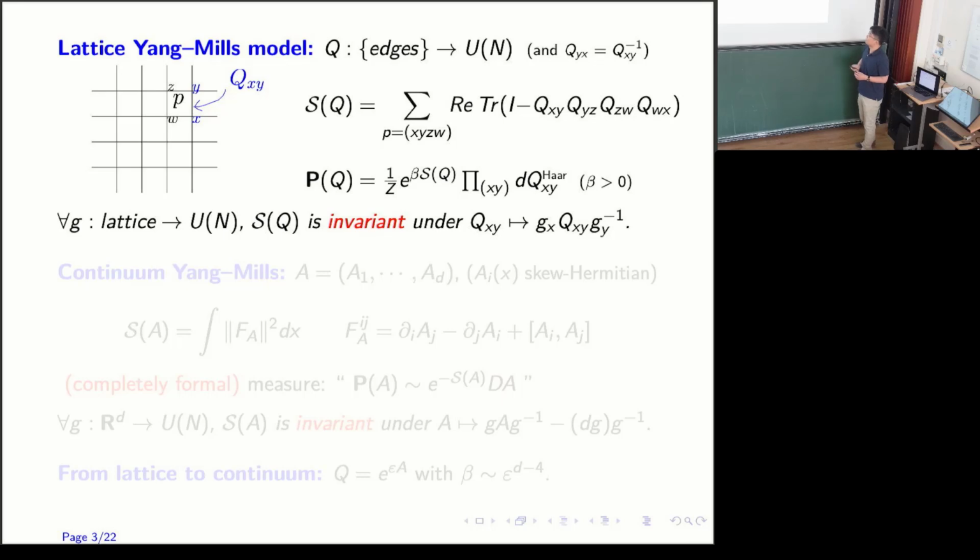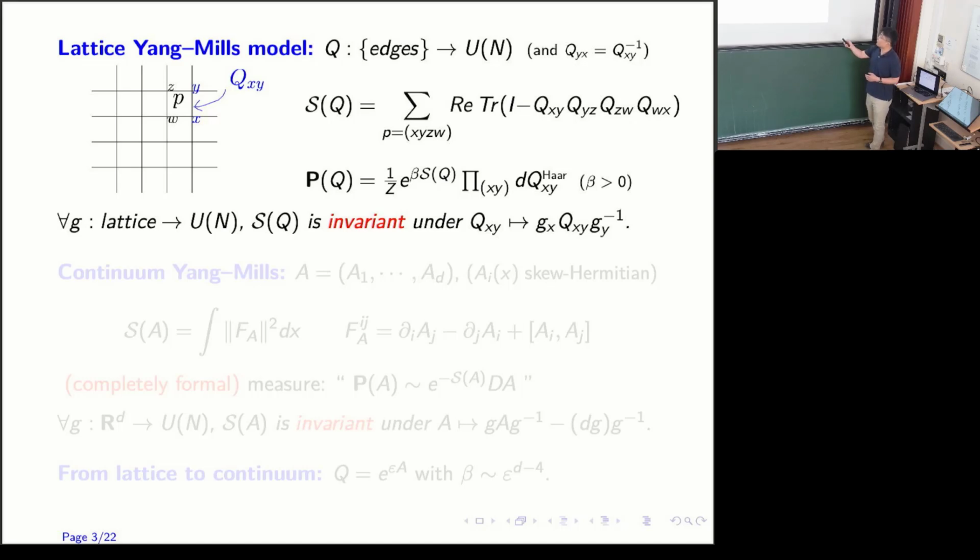Lattice Yang-Mills model: we have a lattice and the spin variables are defined on the edges, on the bonds. So given a bond xy, the spin variable Q_xy takes value in the Lie group, for example, U(N). So Q_xy, for example, is a unitary matrix. And the field is just this collection of unitary matrices over all the edges.